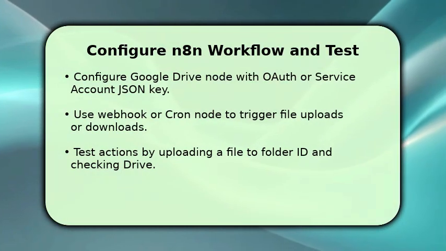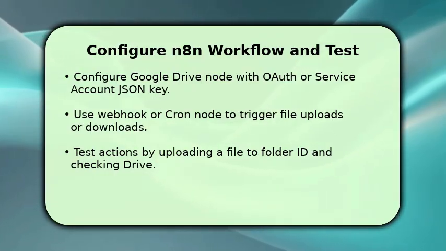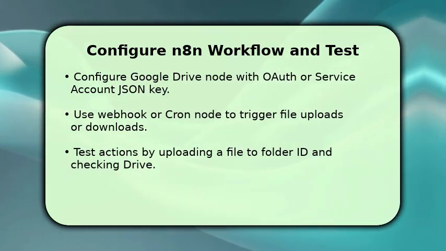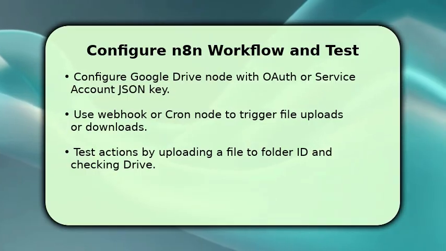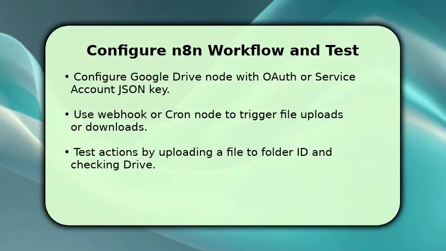Open n8n and add a Google Drive node to your workflow for file operations. In Node Credentials, select OAuth2 or Service Account and paste the JSON key or client ID and secret. Enter the target folder ID to scope file operations to a specific drive folder.